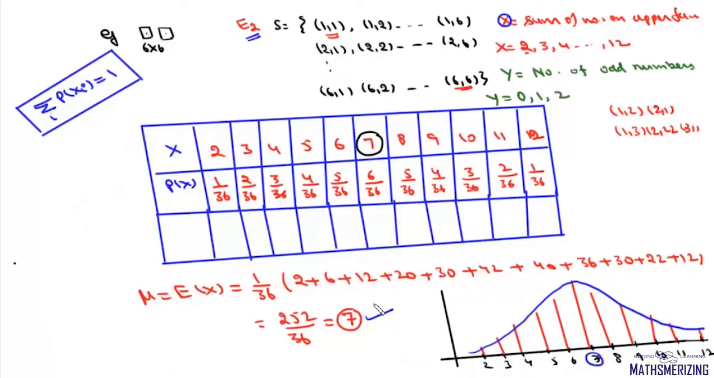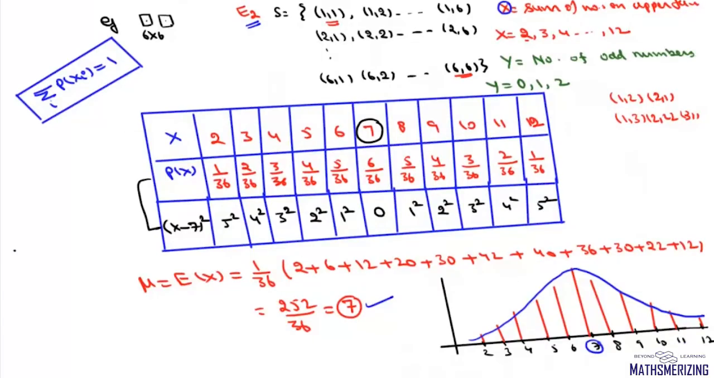Now we'll find its variance. For this one, we'll use (x − μ)², and μ in this case is 7. So we'll write (x − 7)². Now 2 minus 7 is −5, so it'll be this 5², 4², 3², 2², 1², 0, 1², 2², 3², 4² and 5².